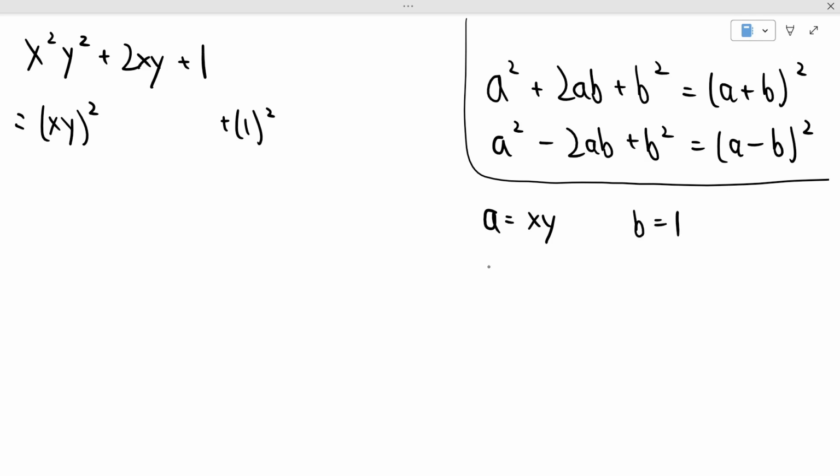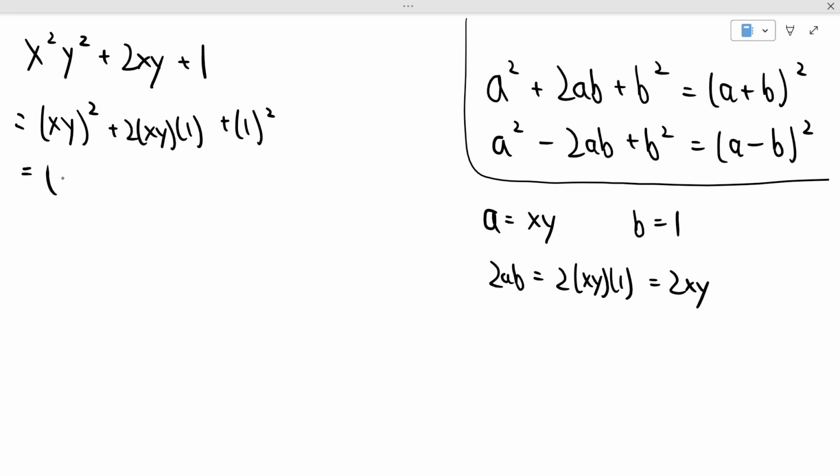So this means our 2ab term is simply equal to 2 times xy times 1, which is just equal to 2xy, which is the same as the second term in this expression. So we can rewrite that as 2 times xy times 1. So now this entire expression is in the form of a squared plus 2ab plus b squared, where a equals xy and b equals 1. So this entire expression is equal to (xy plus 1) all squared. And this is our final answer.